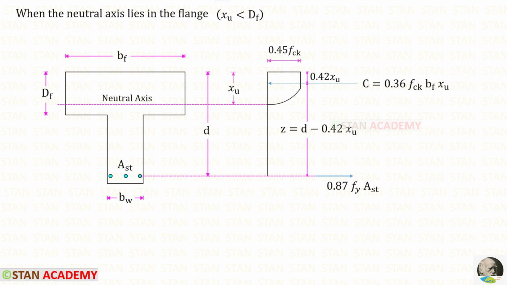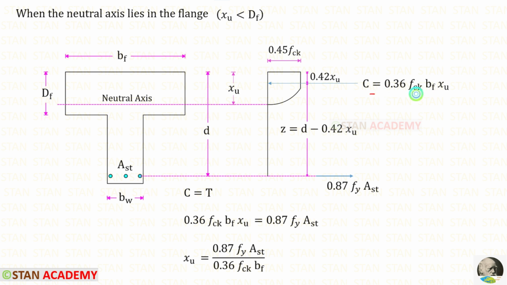In that video, I have explained how to get the compressive force and how to get the tensile force. In this condition, we have to follow the same procedure as we did for the singly reinforced beams. There is only one change. Previously, instead of B, it was B, but here we are using BF, which is the width of the flange. Z is the lever arm. This also we have found. We know that the compressive force should be equal to the tensile force. We can equate both of them.